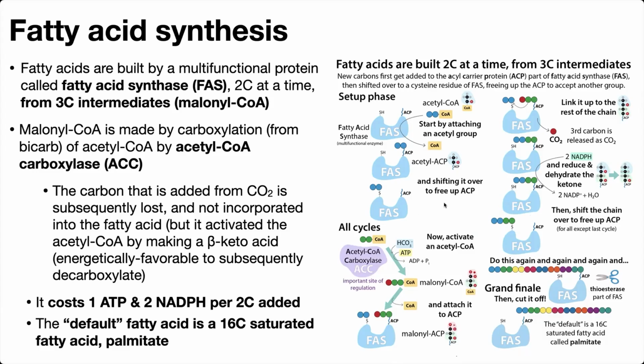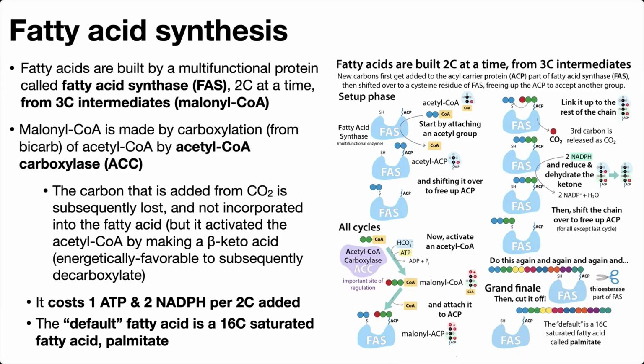You do this in cycles, and each cycle you're going to be adding 2 carbons until you get to 16 carbons. A saturated 16-carbon fatty acid is called palmitate, and so you end up with palmitate by default. And then you can introduce things like double bonds, or you could elongate it in other compartments in your cell.